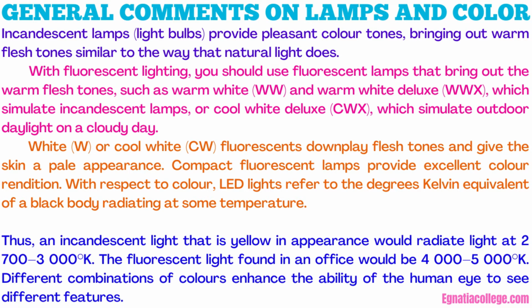With respect to color, LED lights refer to the degrees Kelvin equivalent of a black body radiating at some temperature. Thus, an incandescent light that is yellow in appearance would radiate light at 2700 to 3000 degrees Kelvin. The fluorescent light found in an office would be 4000 to 5000 degrees Kelvin. Different combinations of colors enhance the ability of the human eye to see different features.